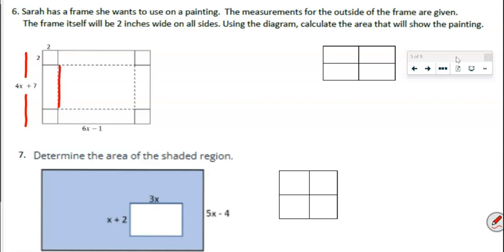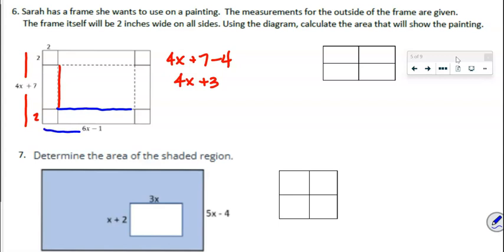Okay, so what do we have to do? We have to subtract 2 from the top and the bottom. So this would be 4x plus 7 minus 4. So that's going to be 4x plus 3. That's going to be our height, right? And then here's our base. That's what we want, just the area inside there.